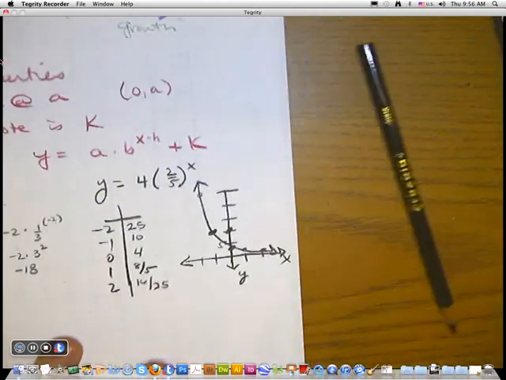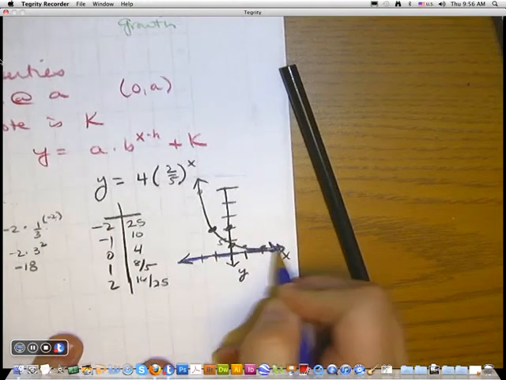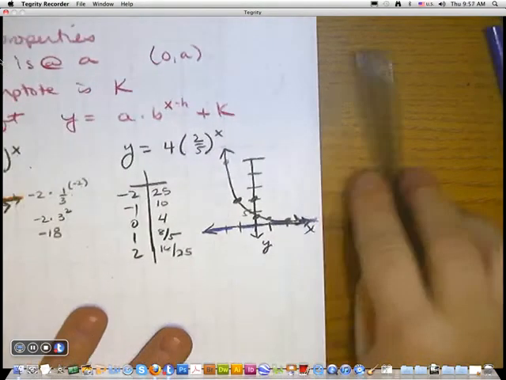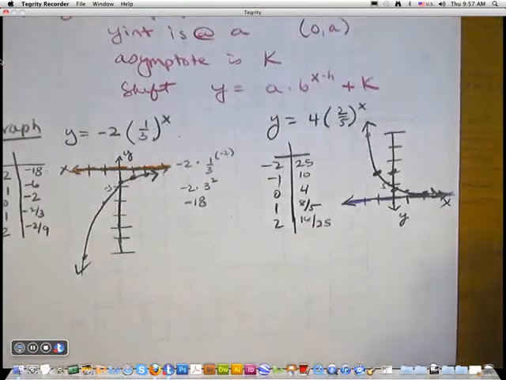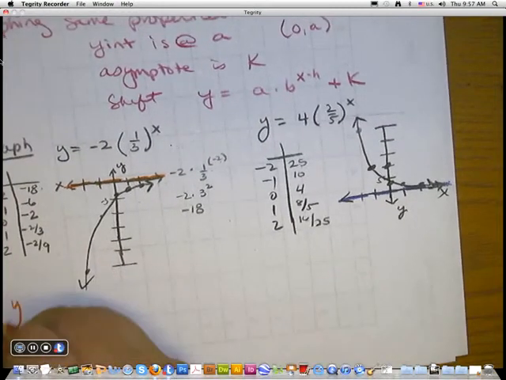And our k up here is 0, so I need to go back and make sure I put an asymptote at 0. Okay, so whether we're above the line or below the line, those are both still decays. So let's look at a shift.